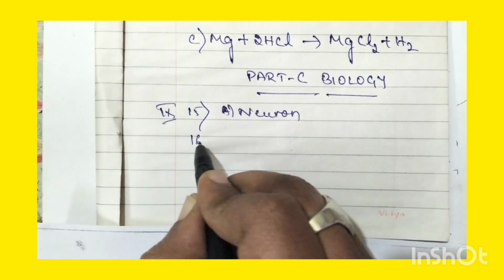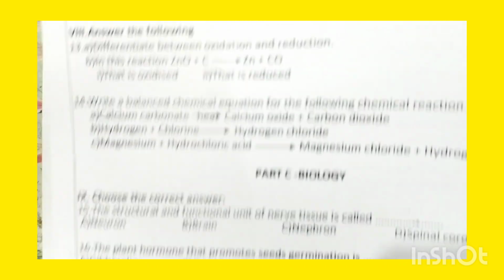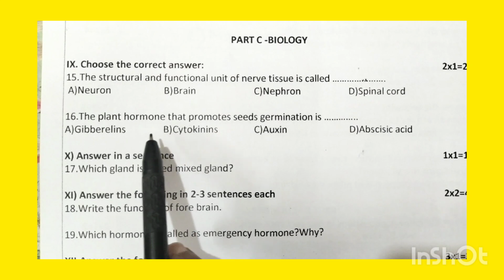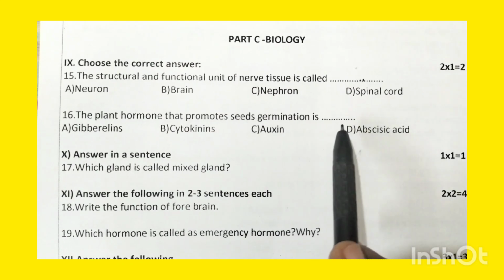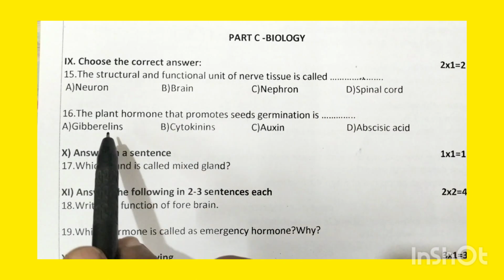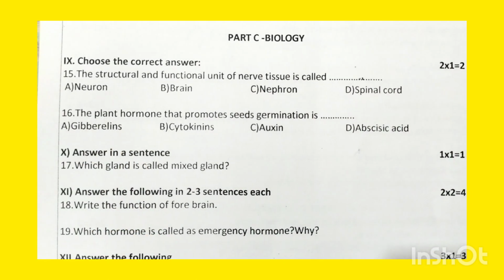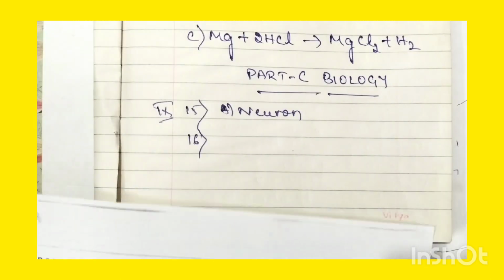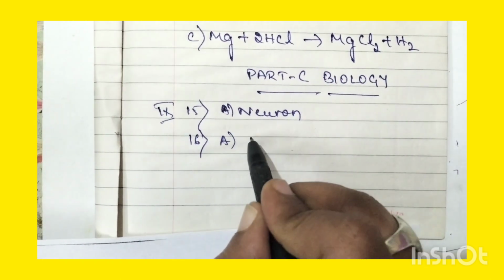Now let us move to the 16th question. The plant hormone that promotes seed germination is gibberellins, cytokinins, auxin, or abscisic acid. So the right answer, which promotes seed germination, is option A, gibberellins.